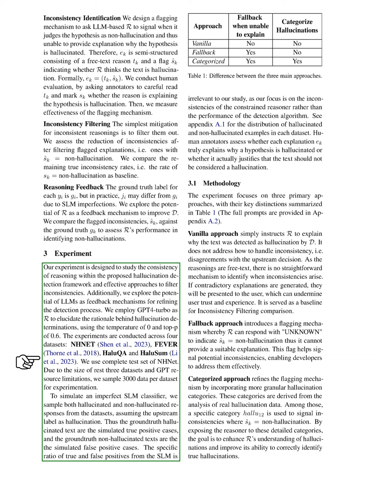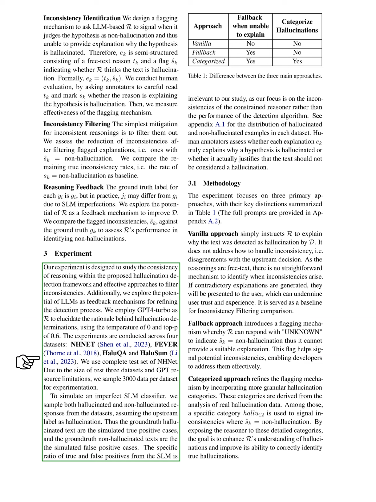Our experiments are carried out on 4 datasets: NHNET, Fever, HalluQA, and Hallucim. We use the complete test set from NHNet, but due to the size of the other 3 datasets and limitations with GPT resources, we sample 3,000 examples from each of them.